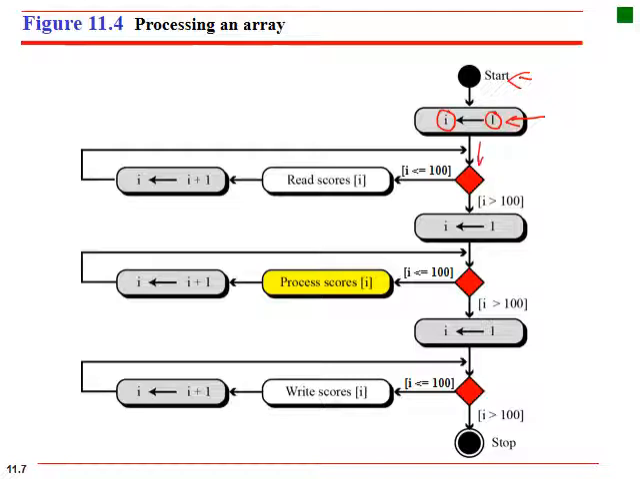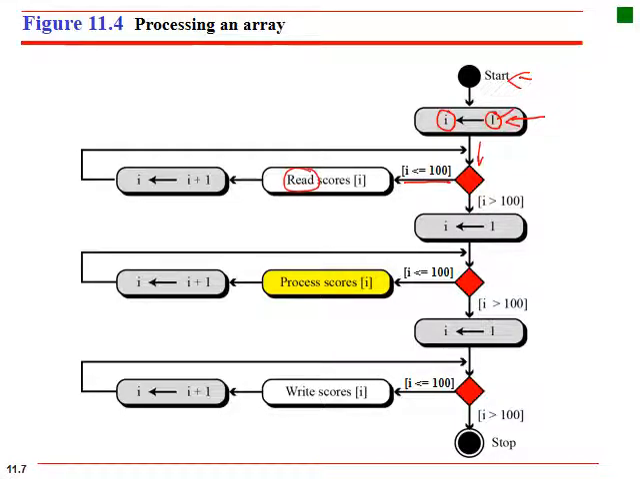We check: is I less than or equal to 100? If that is the case, obviously because I started at 1 over there, it will be less than or equal to 100. So in other words, it will start doing some processing. Well, not processing as such as changing it, but the first thing that will have to happen is that we will have to start reading the scores. So we will read score I. So if at first I was 1, we will read score 1.